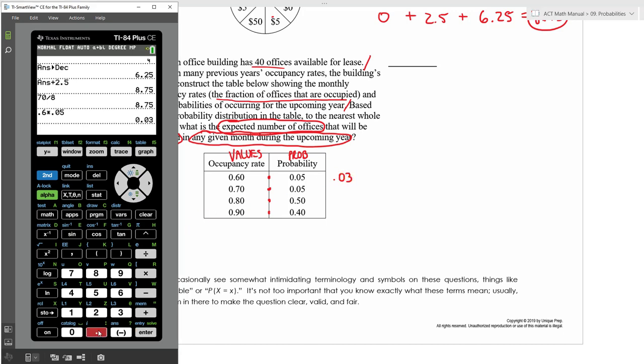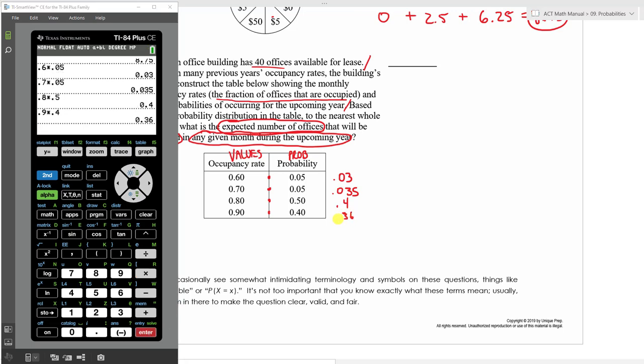Then I'm going to do 0.7 times 0.05. I get 0.035. Then I do 0.8 times 0.5. That one is 0.4. Then 0.9 times 0.4. I'm going to get 0.36.